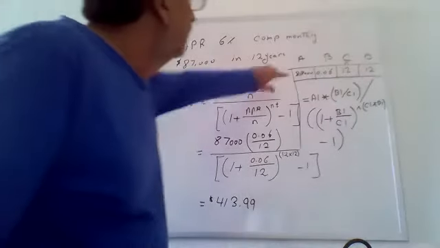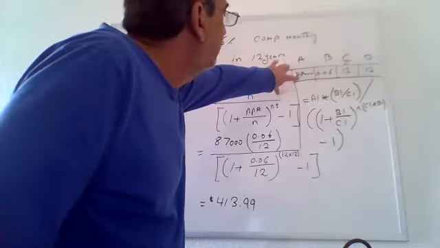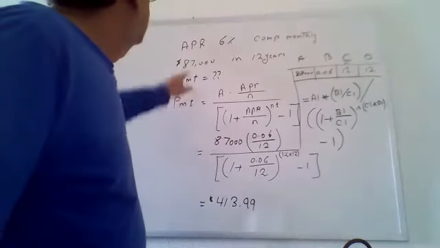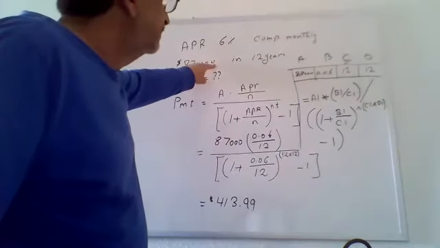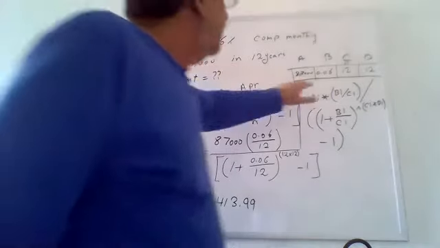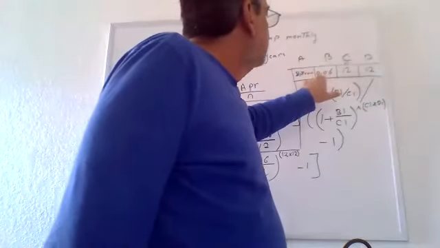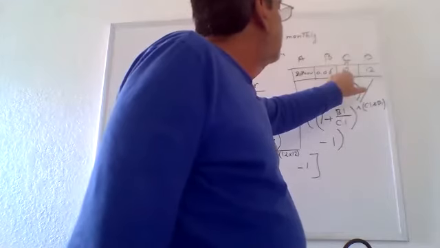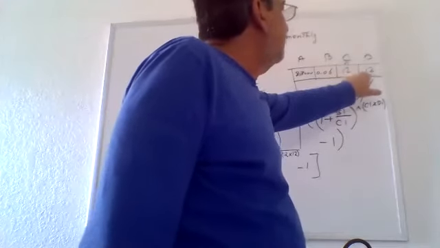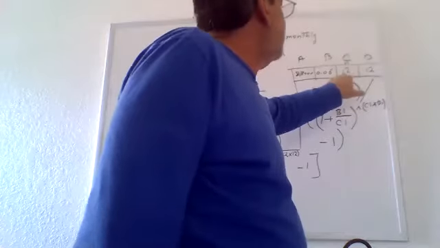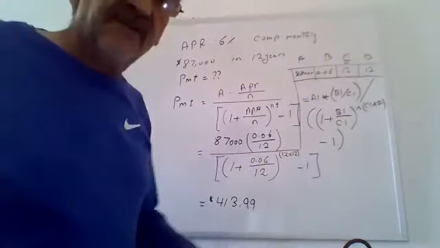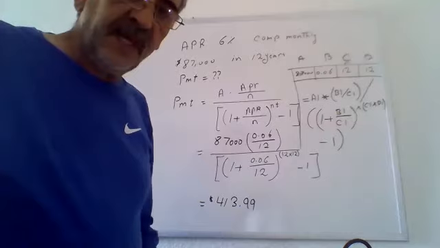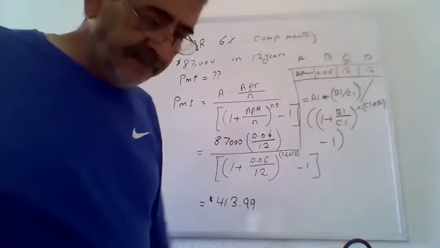41? Okay, what do you have in A? I got 4,700. It's 87,000. Got it. Okay, and B, you have what? 0.06. And in C, you have 12. D is the number of years, and C is the number of compounded periods. So if it's monthly, you have a 12. If it's quarterly, it will be 4. Okay, got it.